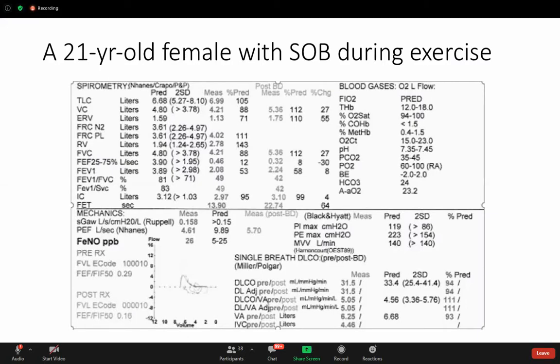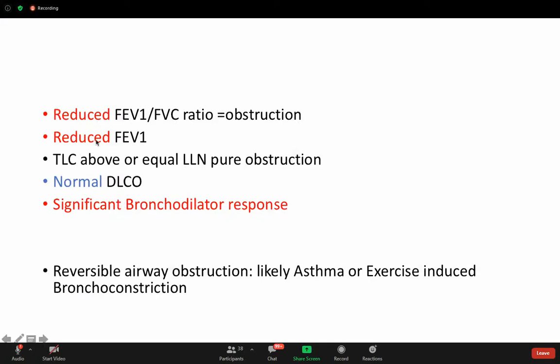Okay, so let's try to wrap up this case. So we have a reduced ratio, so this is obstructive pattern. We have reduced FEV1. A total lung capacity was above or equal to lower limit of normal. So this is pure obstruction. We have normal DLCO. So this is so far asthma or chronic bronchitis.